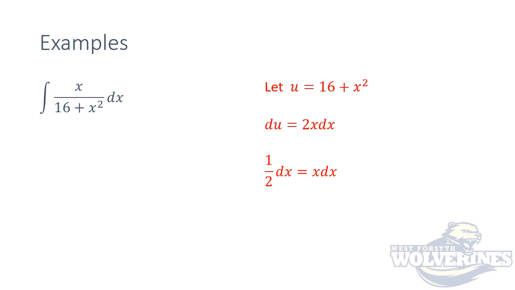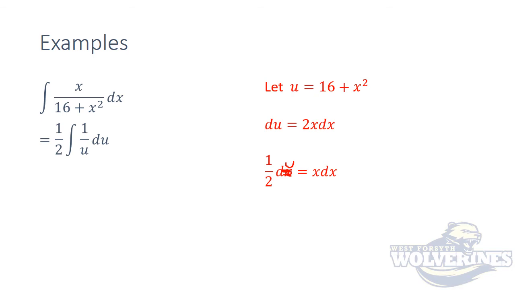Oh, that's a typo. That should say 1/2 du equals x dx. That's my bad. I'm going to fix it with the mouse since I can't write u. There we go. So anyway, then we're ready to substitute. We've got 1/2 du for the x dx, and the 16 plus x squared in the denominator just becomes u. So it's in the denominator, so it's 1 over u.